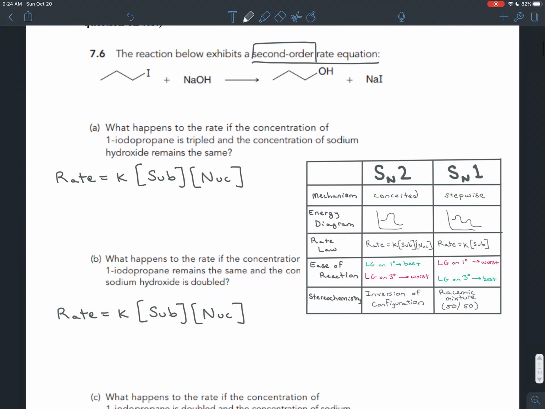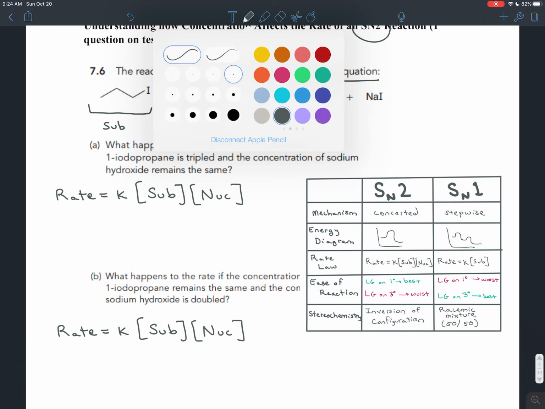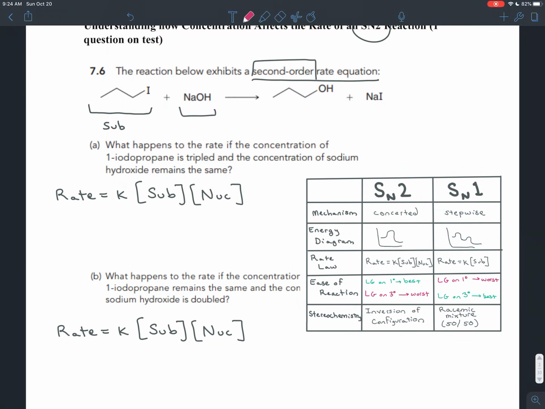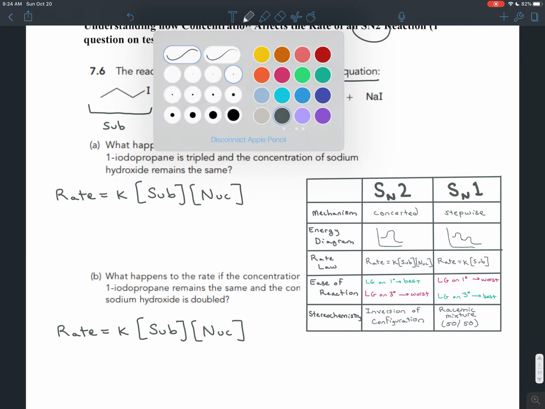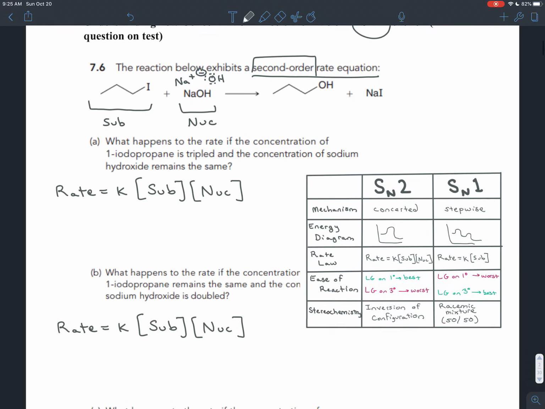Okay. Next, what we have here is the substrate and the nucleophile. Remember that the substrate is the carbon chain with the leaving group. And the nucleophile is the thing that has the negative charge. You have a metal and a non-metal here. Anytime you see metals in organic chemistry, you should think, oh my gosh, that's giving away its electrons. It's an ionic bond. The metal has a positive charge, and the hydroxide has a negative charge. So the hydroxide is going to be our nucleophile. And the name for NaOH is sodium hydroxide.